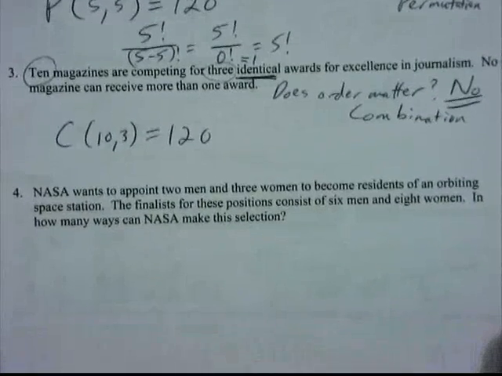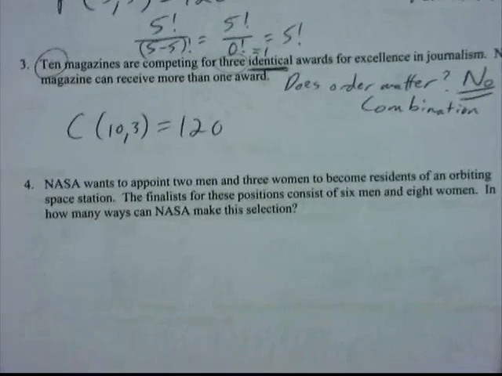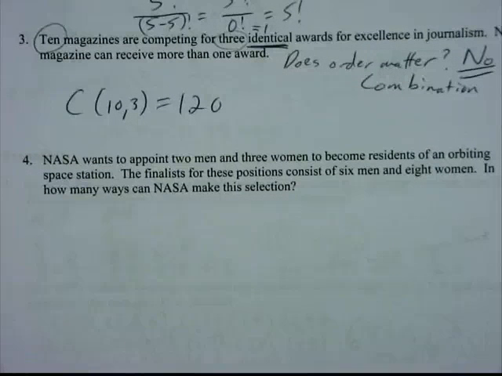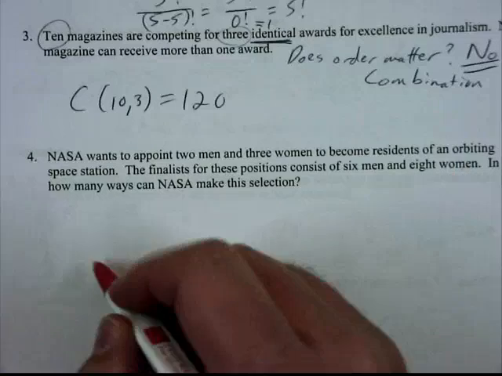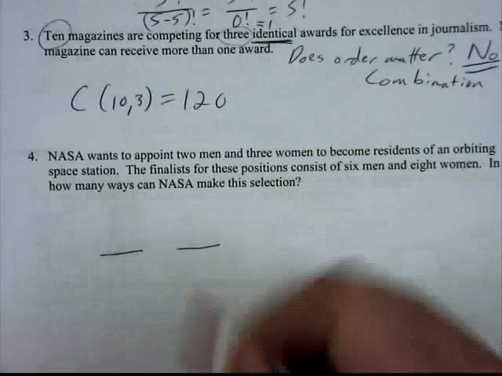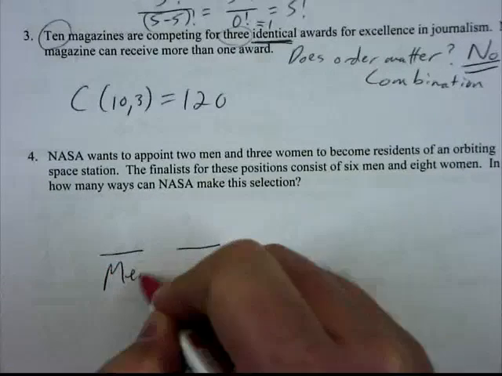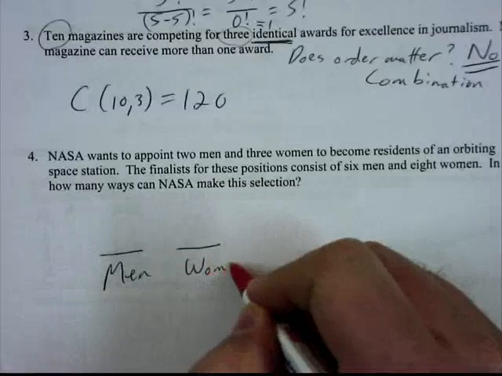Now our last one's a little trickier. It says NASA wants to appoint 2 men and 3 women to become residents of an orbiting space station. The finalists for these positions consist of 6 men and 8 women. In how many ways can NASA make this selection? Well, what we have to do is break this down into the genders. All right, we're going to have the men and we're going to have the women.